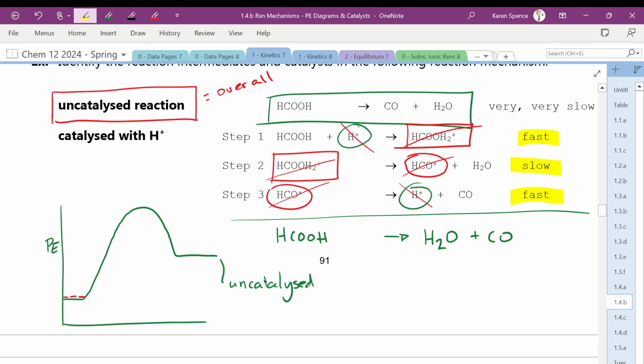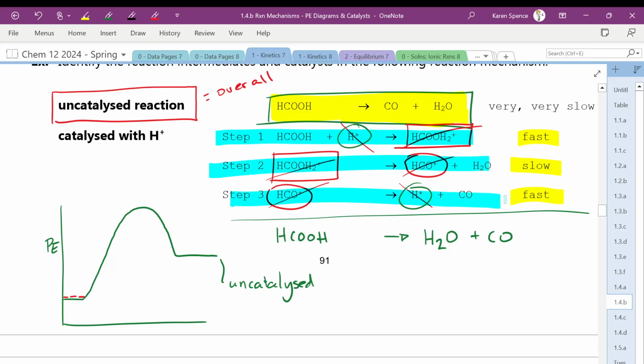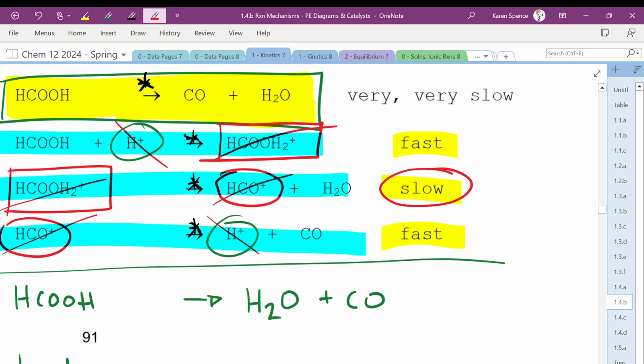I went from having this thing here to having these things here. What do you guys think? It needs to be more bumpy, yes? Because we don't just have one activated complex. How many activated complexes do we have? 1, 2, 3. So how many bumps? 3 bumps, 1 for each activated complex. Do you have any thoughts as to which bump should be the highest? The second one, because it is slow.